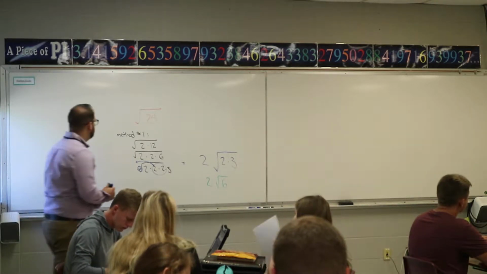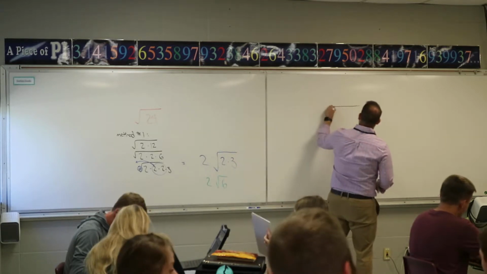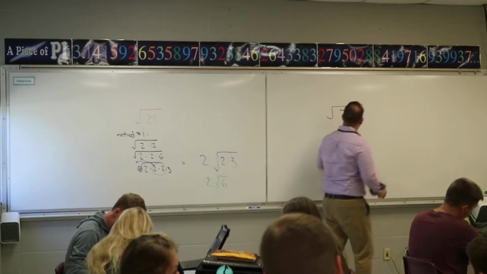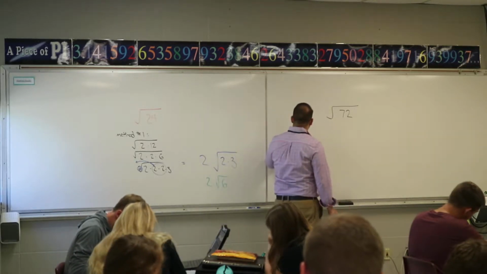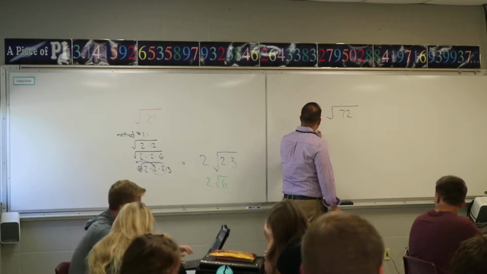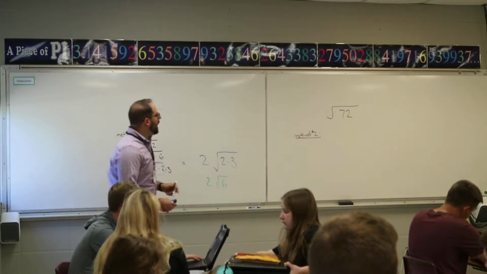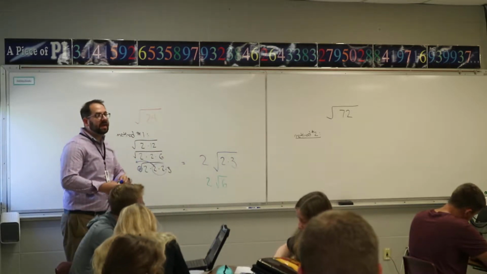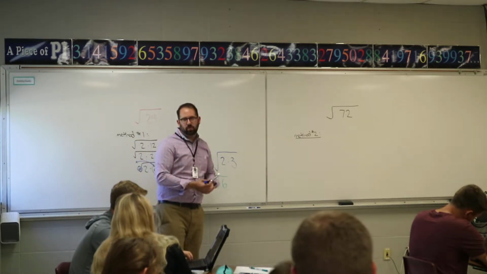Okay, method number 2. I'm going to pick a new problem. Let's say I pick the number 72. So we could do this by method number 1 again, but I don't want to. This is the second method. The second method is where you use that perfect square list and try to see what is the largest perfect square that goes into 72.